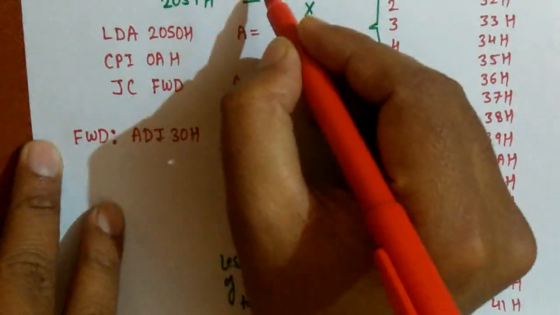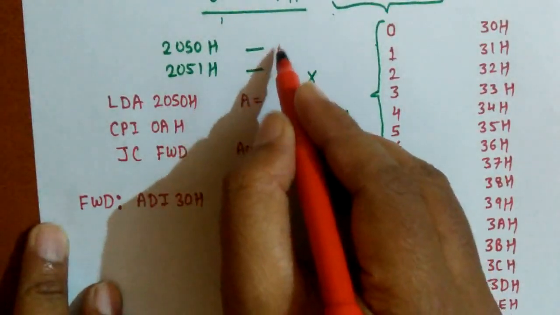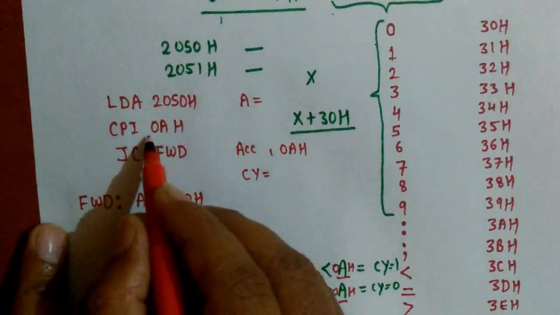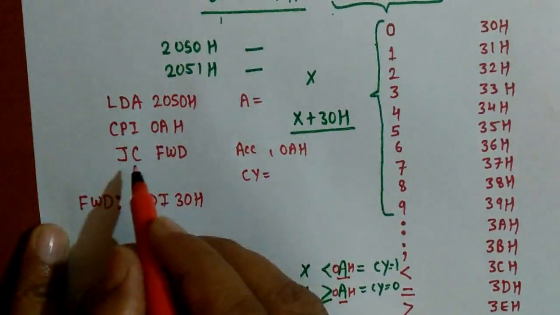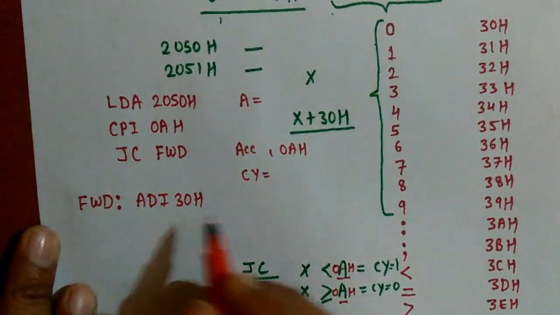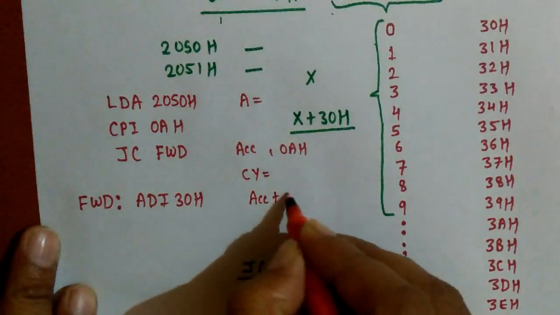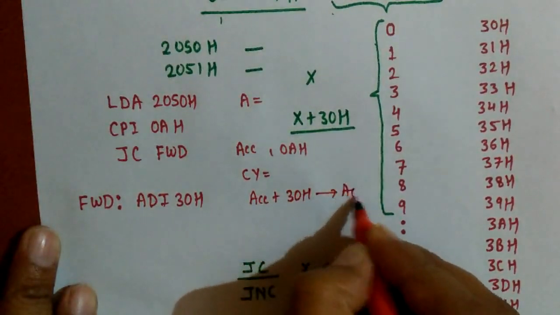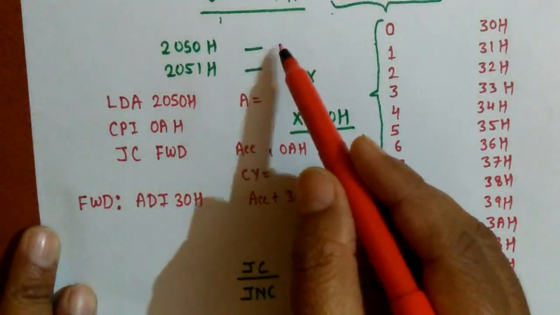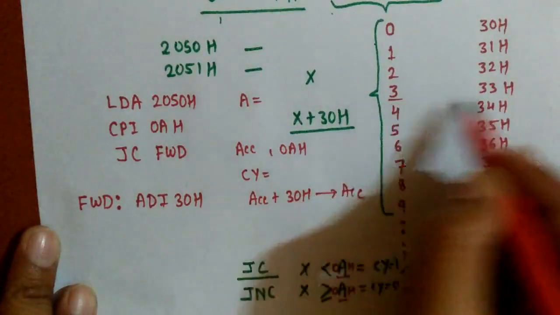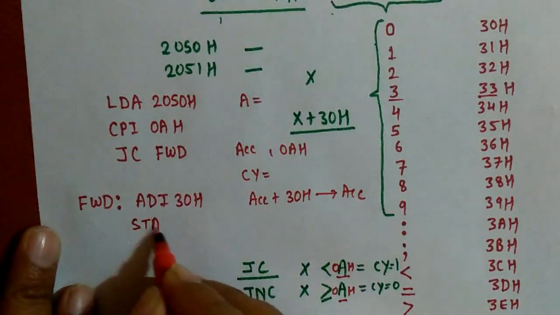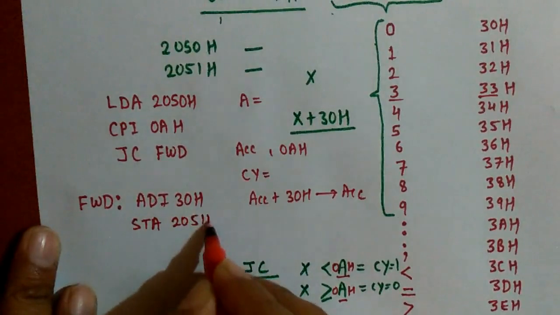Assume that at 2050H the number was 3. After this instruction the content of the accumulator will be 3. 3 will be compared with 0AH and obviously we will get a carry, and the microprocessor will jump to this label, where ADI 30H performs the content of the accumulator plus 30H, and the result is stored in the accumulator. The number was 03H, so 3 plus 30 gives 33, which was the code of 3. So we have got the answer, and now we store it at memory location 2051H.